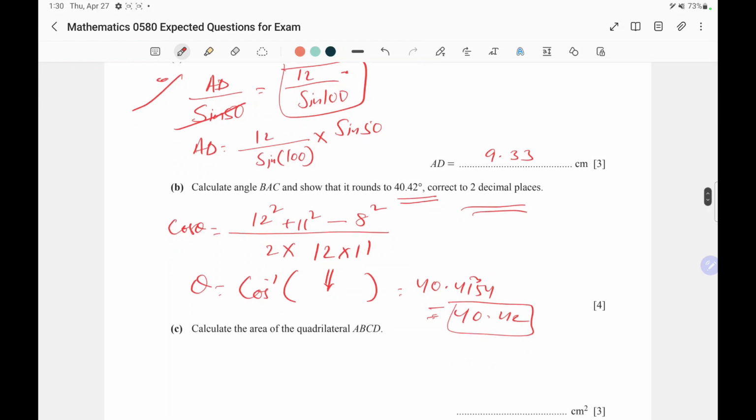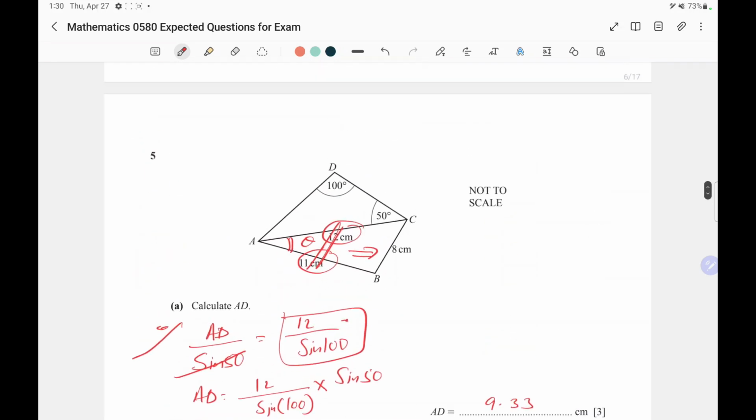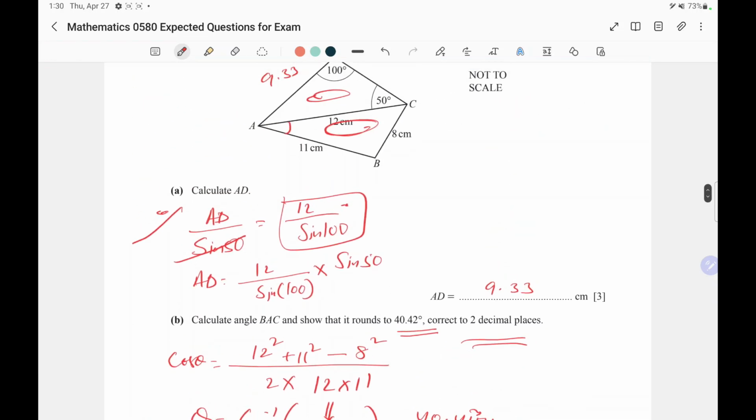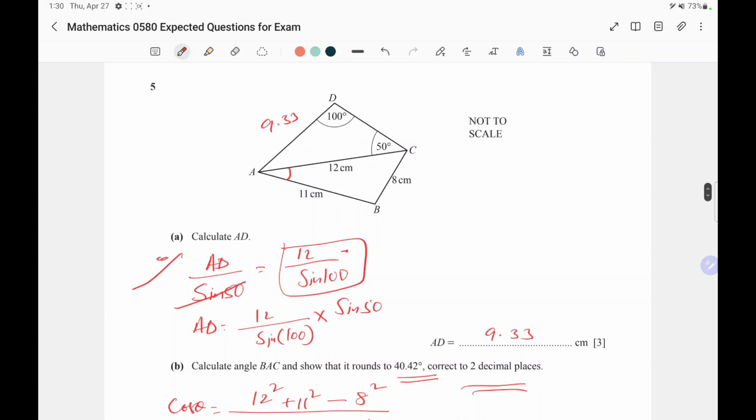No problem. Calculate area of the quadrilateral ABCD. Now we need to find area of the quadrilateral ABCD. So what we can do, we can find this area easily, and we can find this area and we can add. Okay, so AD length we already found, which is 9.33, and this angle we also found 40.42. This angle, this is 100, this is 50, so it's 150, it should be 30.